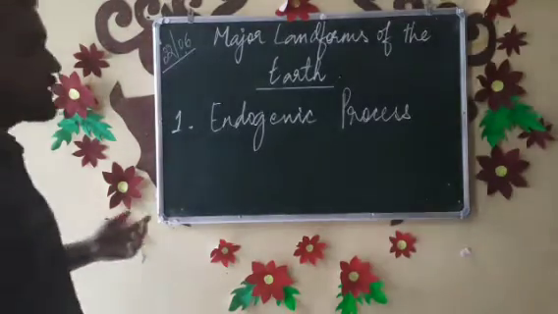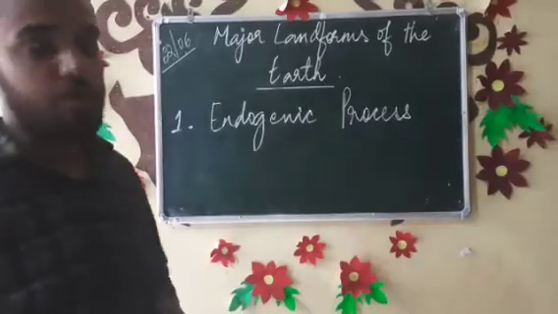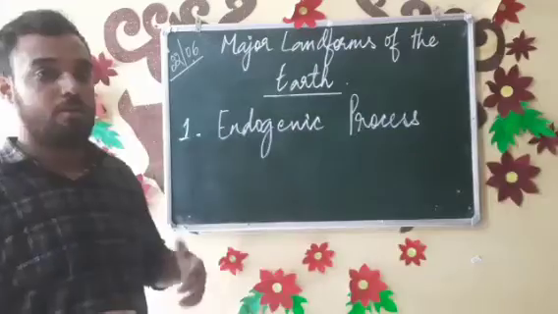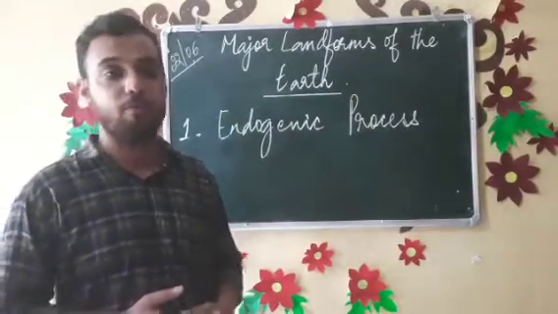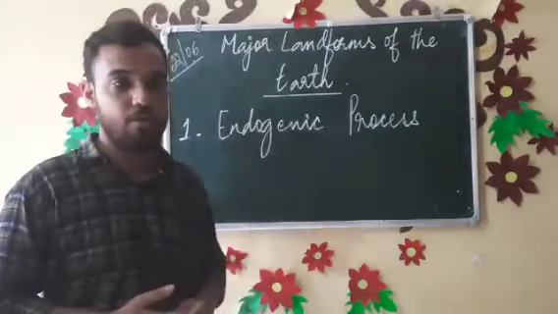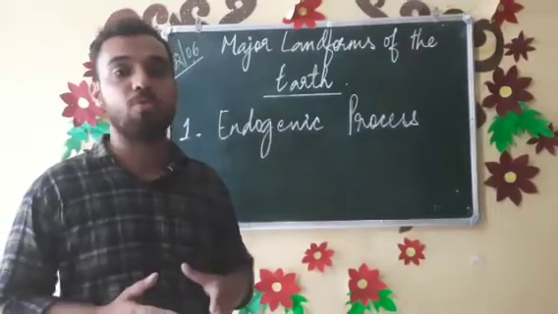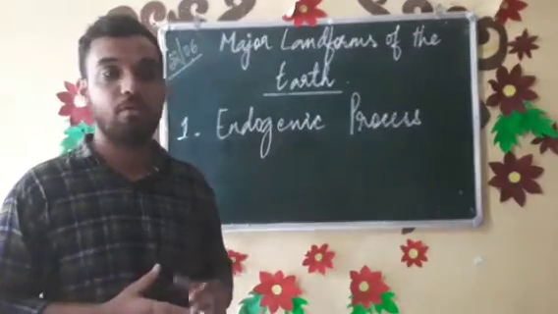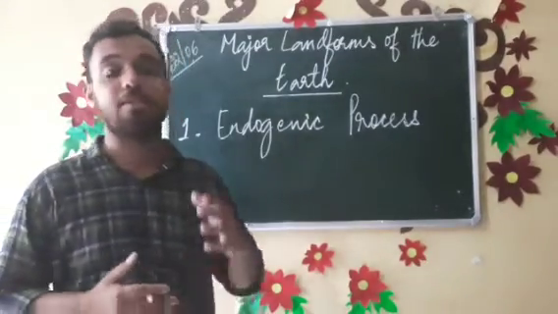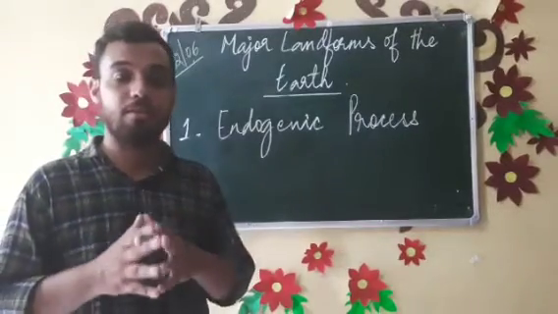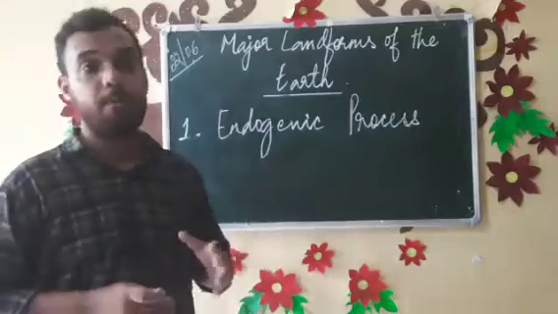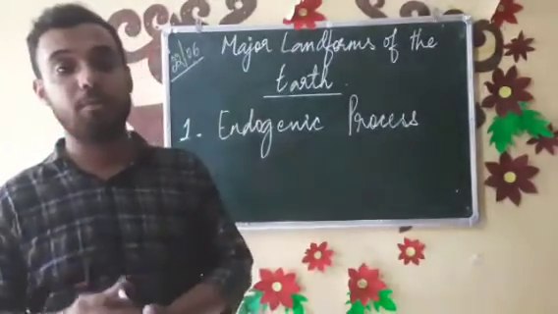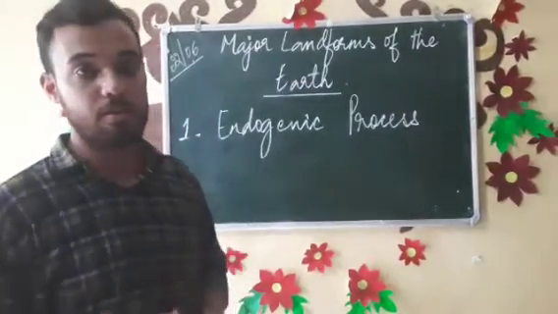Now the first process is endogenic process. Now what is endogenic process? So the first process that gives rise to different landforms is endogenic process. Now endogenic process is also known as tectonic process. Now what is tectonic process? Tectonic processes are there inside the earth. Okay? Now there are tectonic plates deep inside the earth.